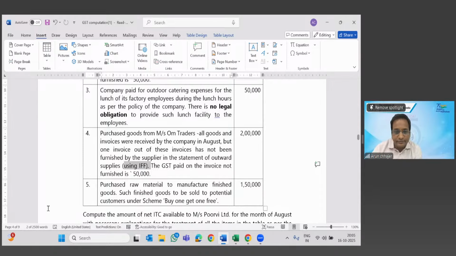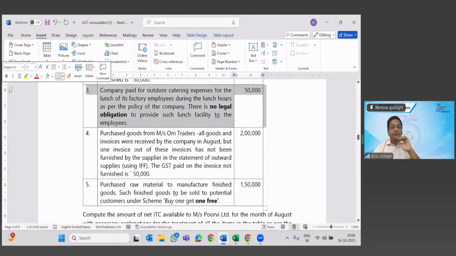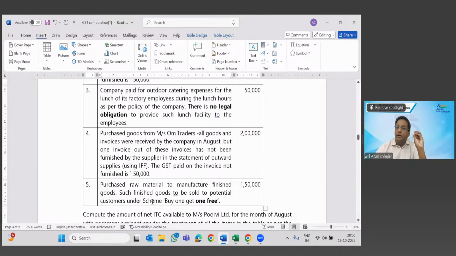Last, purchase raw material to manufacture the finished goods. Such finished goods are to be sold to the potential customer, buy one get one free. Can I claim the entire 150 ITC, or would I be able to claim 75,000 ITC, or would I not be eligible to claim any ITC because it is being sold free? No ITC, some ITC, half ITC, full ITC. What is your answer?